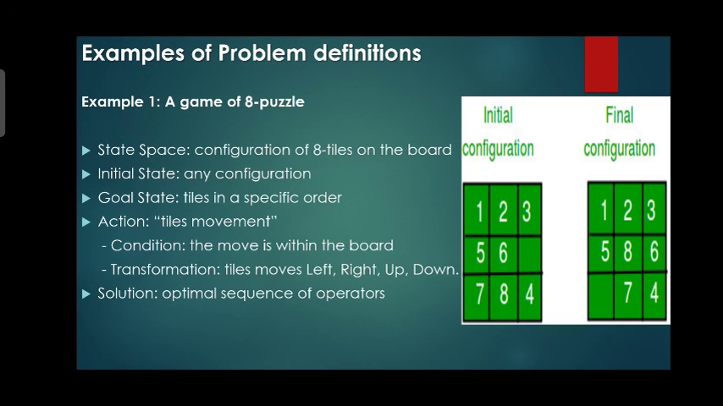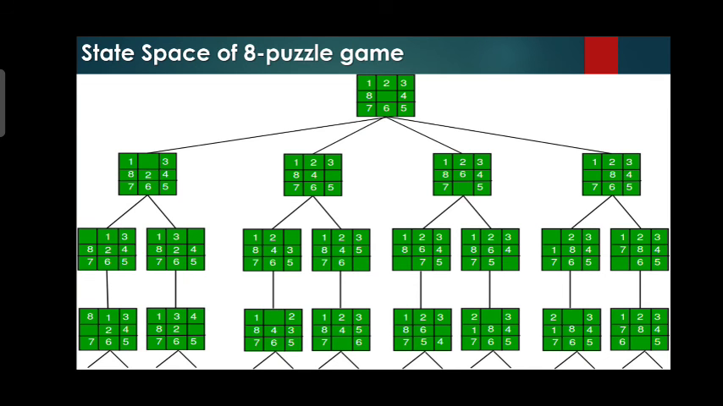Now let's see the state space of this particular problem. You can see over here the root node is basically the initial configuration, or let's say the current configuration, the current node. From this current node we can move to these types of nodes, this type of configuration, by moving one tile left, right, up or down. So from one node we can obtain 4 configurations, and using this we can make the whole state space graph.